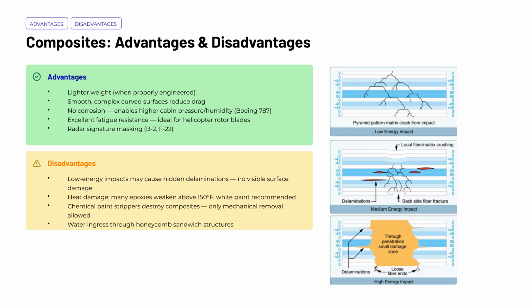Chemical paint strippers will destroy composite structures, so only mechanical removal methods are permitted. Finally, water can infiltrate honeycomb sandwich structures and cause significant hidden damage over time. Knowing these limitations is essential for anyone working on or around composite airframe components.